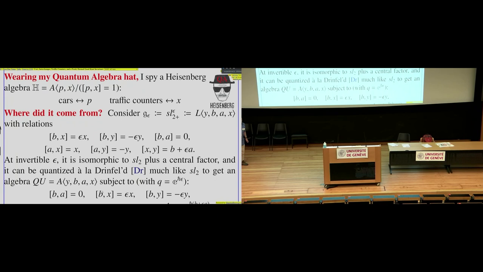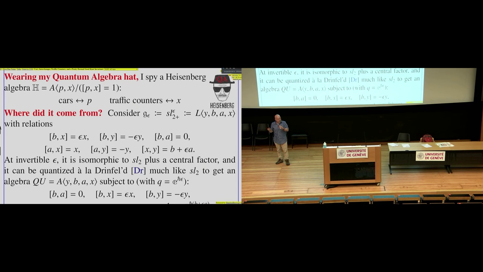So for years now, Roland and I have been studying this algebra g_epsilon, sometimes called sl2 plus epsilon. And well, here is the algebra. It's the algebra generated by Y, B, A, N, X subject to these commutation relations. If you want to know where it comes from, basically it's the following.